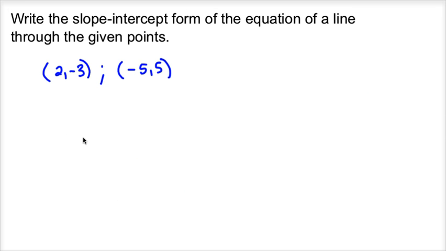All right, so our last example is we're going to write the slope-intercept form of an equation of a line going through 2 points. So again, my goal is to get y equals mx plus b. I don't know what m is here, and I don't know what b is here.